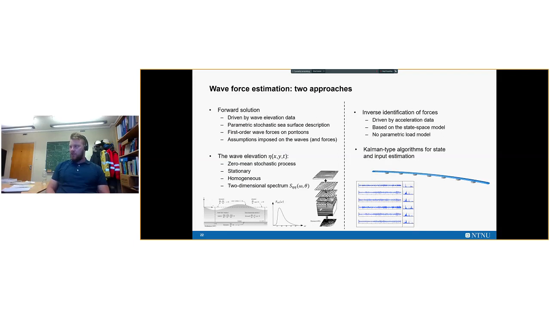And on the other side, we have the inverse identification of forces, which is driven by the acceleration data, and we use here the state space model we have established. So in this case, we have no parametric model behind the waves or the wave forces.